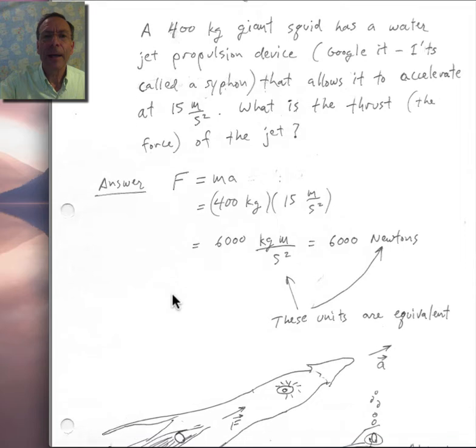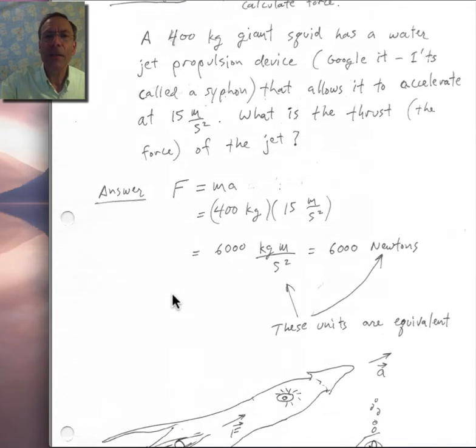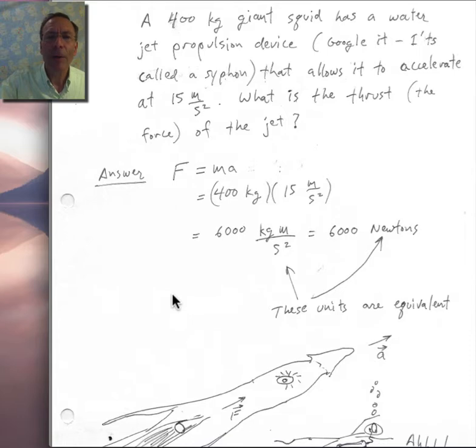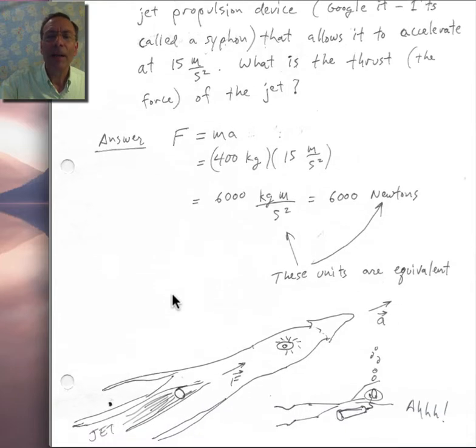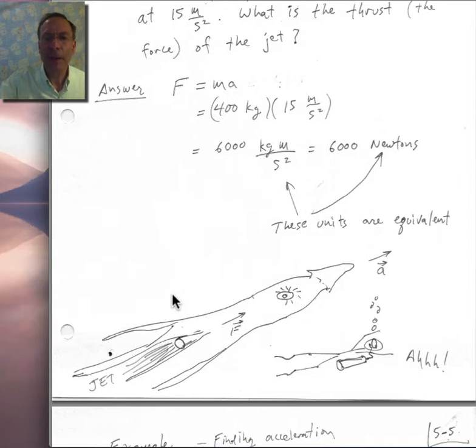I've got a giant squid, and squids have a funny kind of water rocket device. It's called a siphon, and this particular squid is accelerating at 15 meters per second squared. What is the thrust of the jet? What force does the rocket provide?